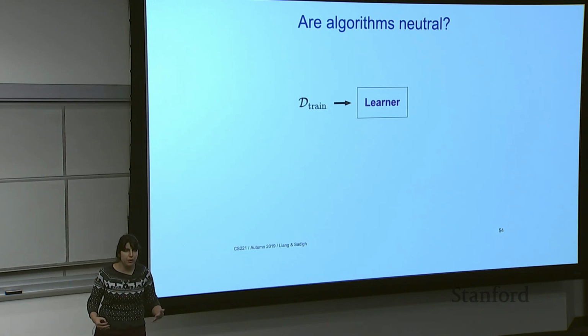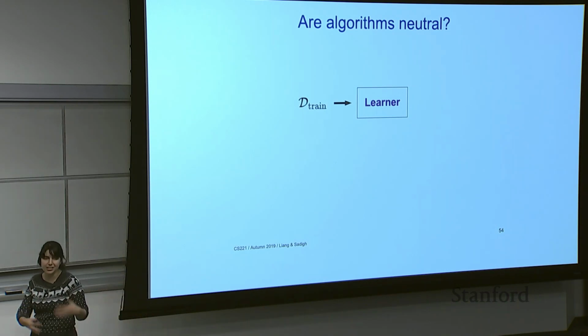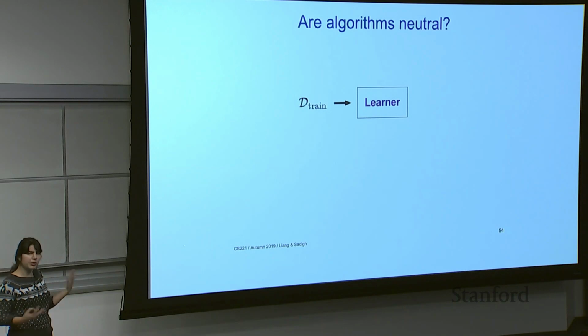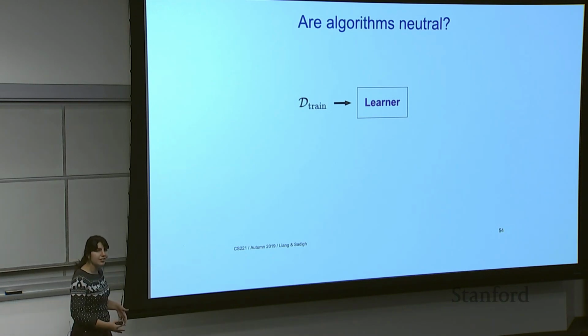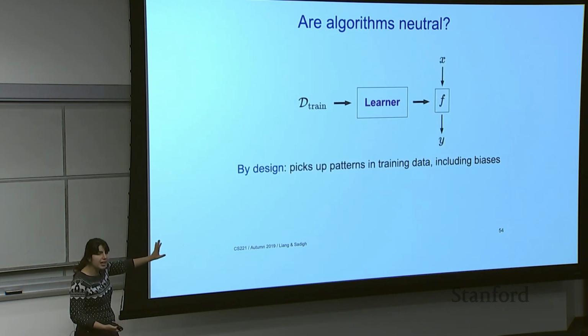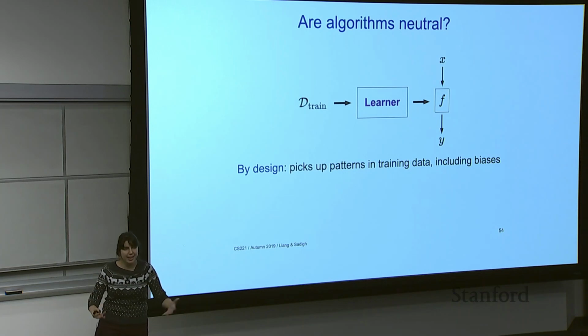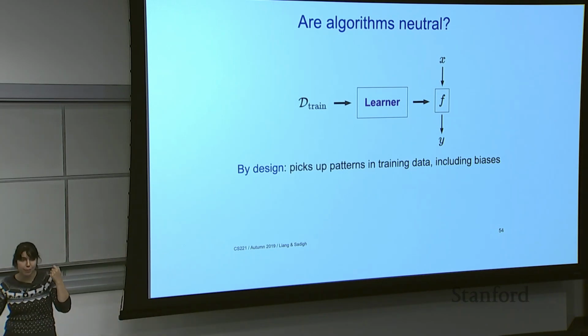When you talk to people who haven't taken necessarily algorithm classes or AI classes, they usually think, well, yeah, right, algorithms got to be neutral. Like they're doing math, they got to be neutral. But as we have seen already, they're not really neutral because by design, we really want our algorithms to pick up patterns. That's what they're good at. They're good at picking up patterns.